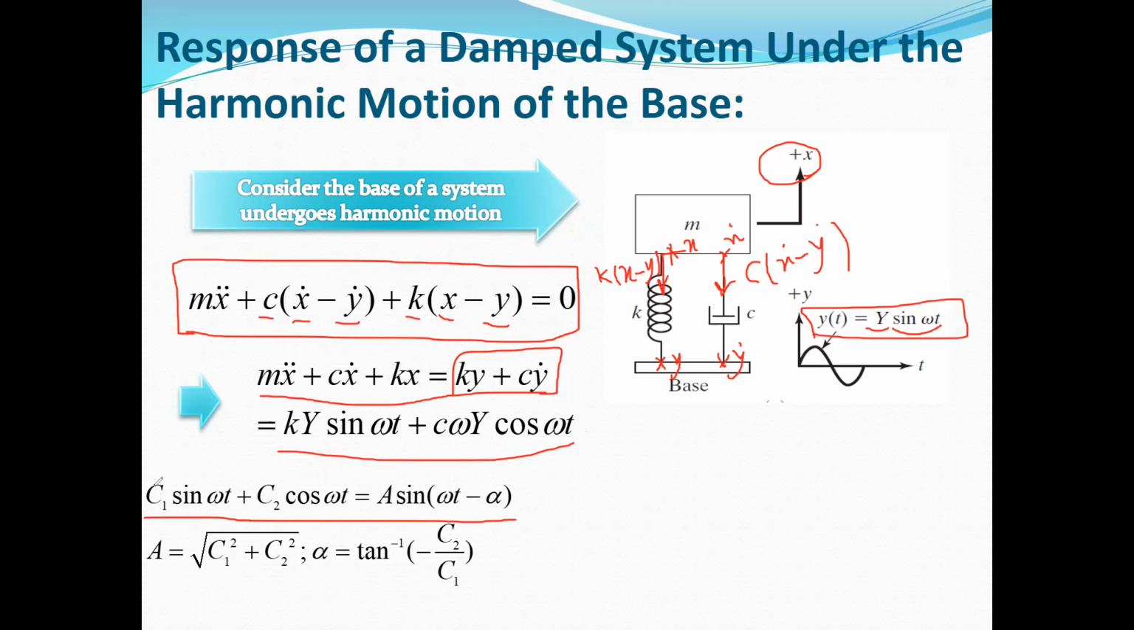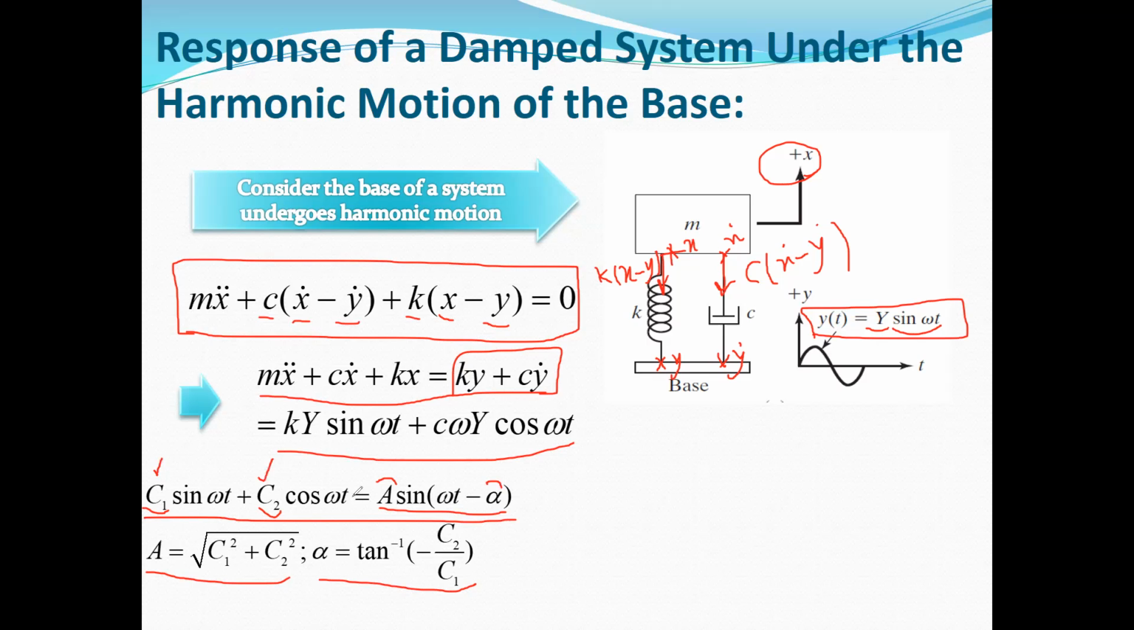You know, in the first chapter, I explained that in a harmonic motion, we can write C1 times sine omega t plus C2 times cosine omega t, where C1 and C2 are two constant coefficients times sine and cosine harmonics. We can write this function in the form of only a sine function with an angle phase, which is called alpha, and amplitude A. A and alpha can be obtained from these equations. A is the square root of C1 squared plus C2 squared, and alpha is the tangent inverse of minus C2 over C1, where C2 and C1 are these coefficients.